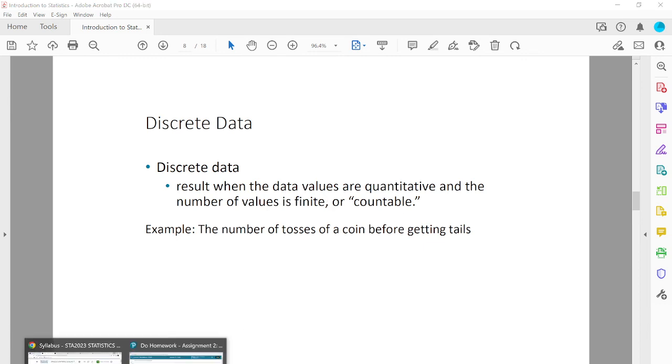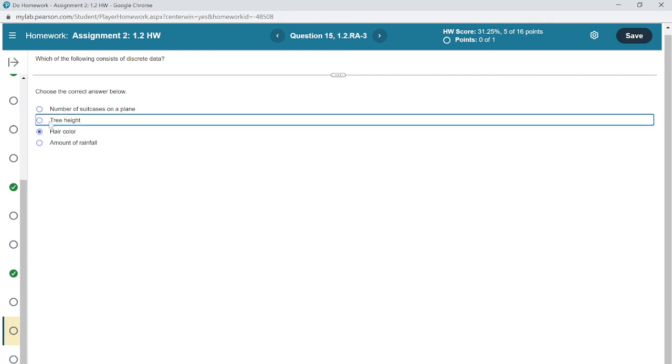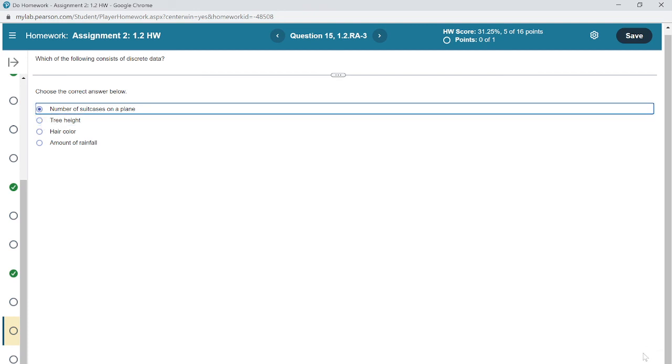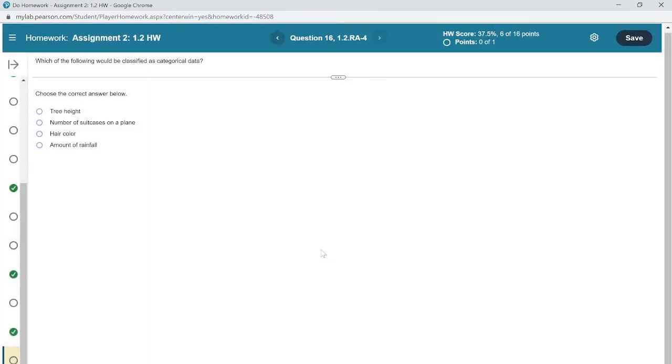So let's go back here. Choose the correct answer below. Which of the following consists of discrete data? Discrete means it should be a number. Here color is not a number. Tree height is a number, but it is not a finite number of tree heights. Number of suitcases, this is the right one. Number of suitcases is finite. Okay.